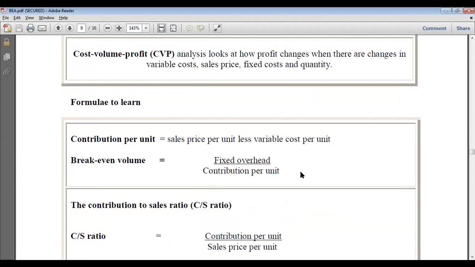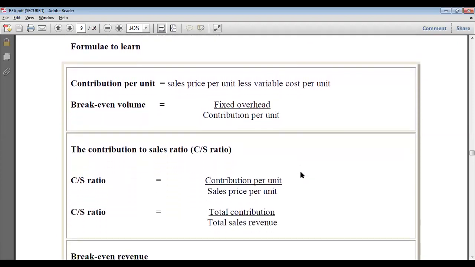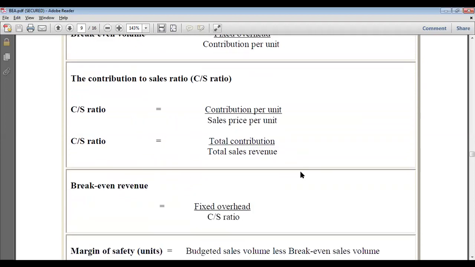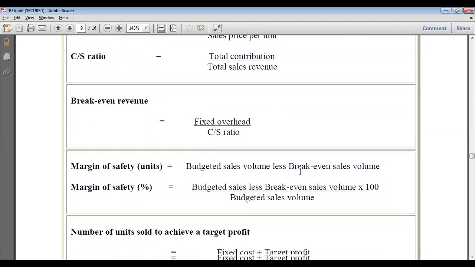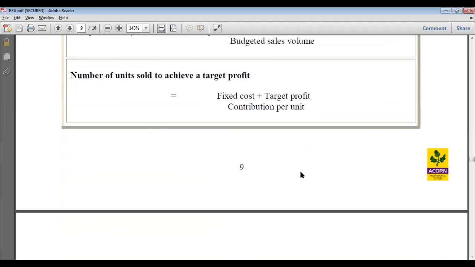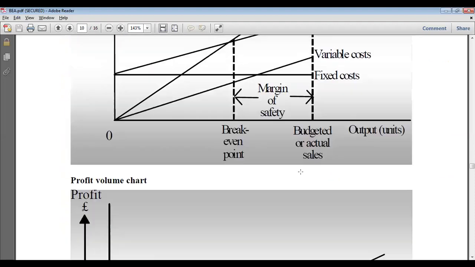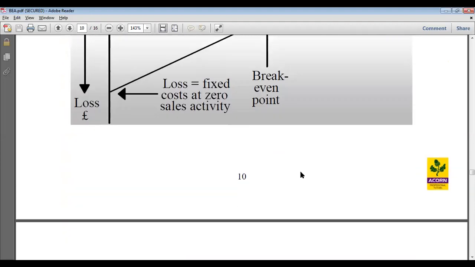Cost-volume-profit analysis looks at what happens where there are changes in variable cost, sales price, and quantity. Contribution per unit is the sales price per unit less the variable cost. Break-even volume is fixed overhead divided by contribution per unit. The contribution to sales ratio is contribution per unit over sales price. Margin of safety is also there so that we don't suffer any losses. For the number of units sold to achieve a target profit, it is fixed cost plus target profit over contribution per unit. So this is the break-even chart that we have discussed today, and this is the loss and profit.